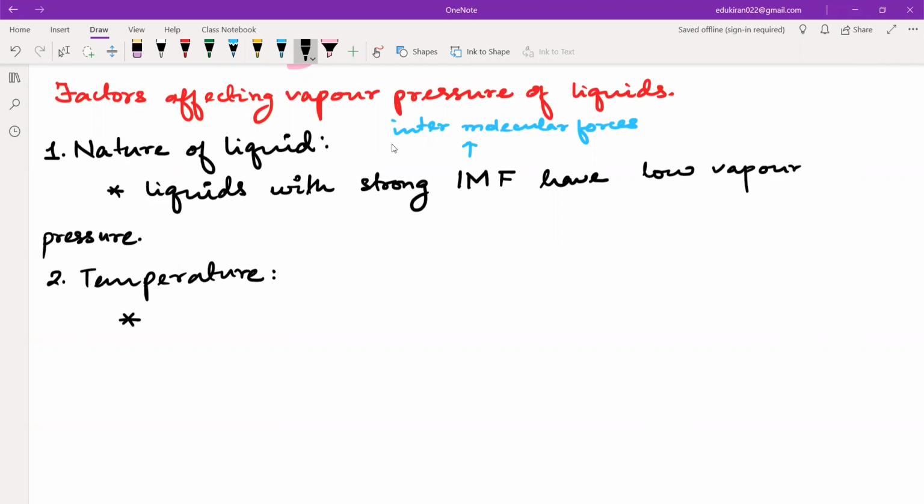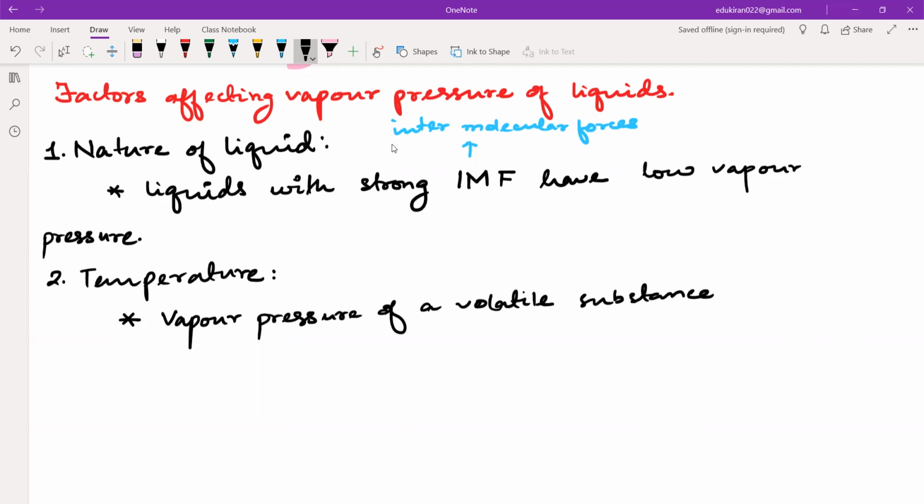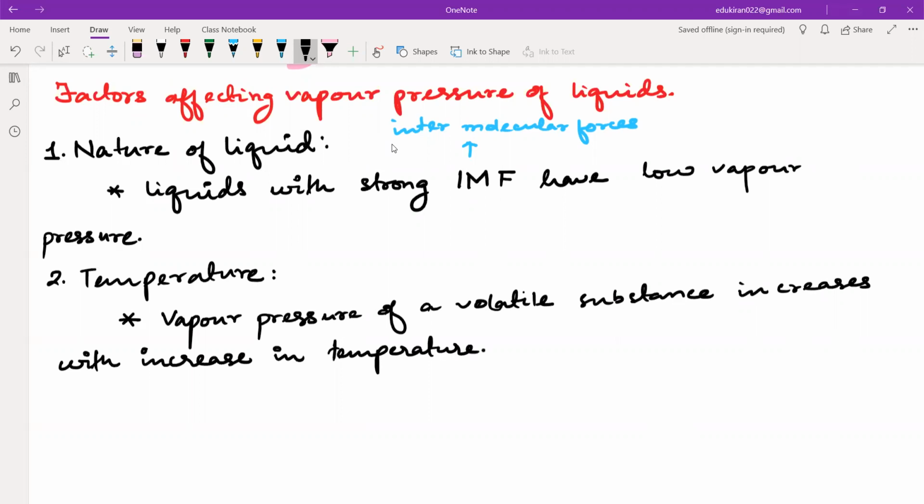It will increase, right? Yes, it will increase. Think about water. If you heat it, more and more water will get converted into vapor, and those vapors will apply more pressure. So the vapor pressure of a volatile substance increases with increase in temperature. A volatile substance is anything that is going to give you vapors. Is that clear? Yes or no?